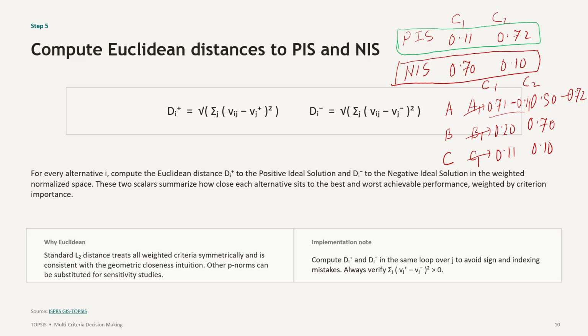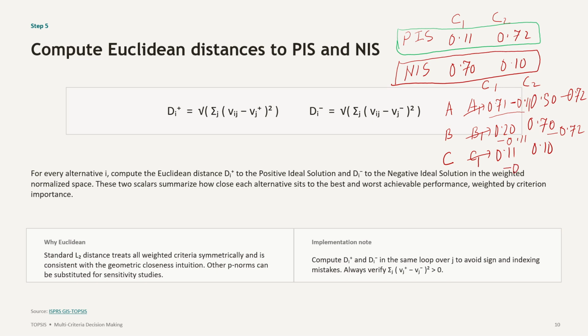The positive ideal solution of C1 will be deducted from the value of B, right? 0.11. And the positive ideal solution for C2 will be deducted from the value of B for C2. So 0.72 will be deducted.